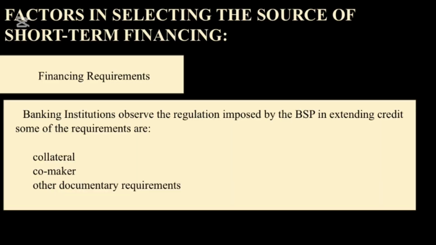Financing requirement. The banking institution observes the regulation imposed by the BSP in extending credit. Some of the requirements are collateral, a co-maker, and other documentary requirements. Those who have tried it know there are many forms to fill up whenever we borrow in a bank.